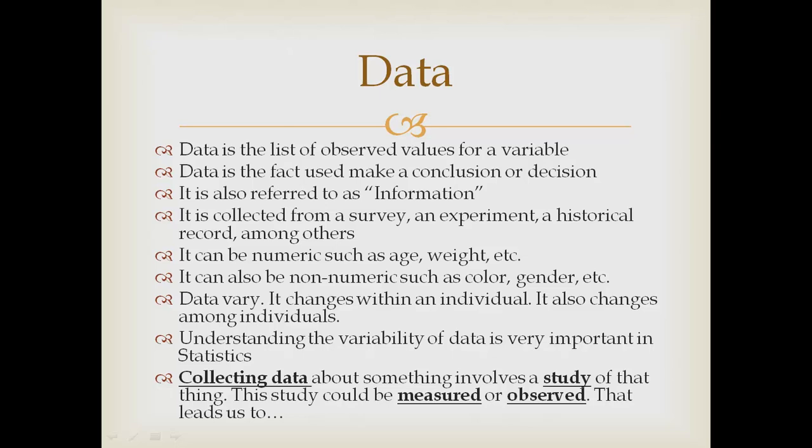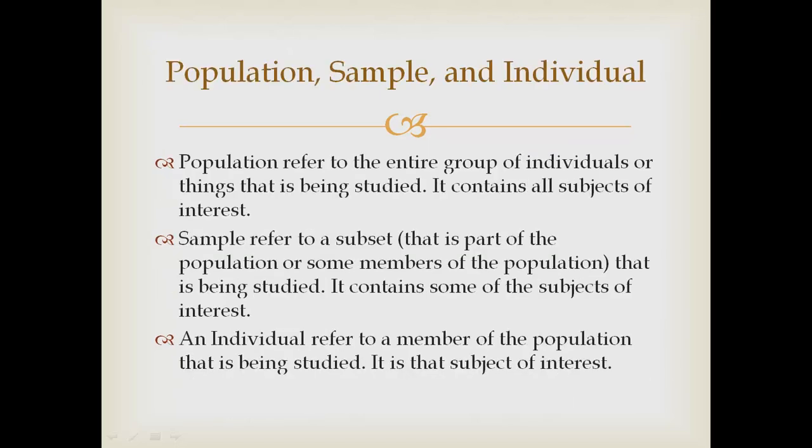And understanding the variability of data is very important in statistics. We try to see why that variability of data occurs. So collecting data about something involves a study of that thing. Of course, when we want to collect data about something, we've got to study that thing so that we can collect data about it. And this study could be a measured study or observed study. So this leads us to population, sample, and individual.